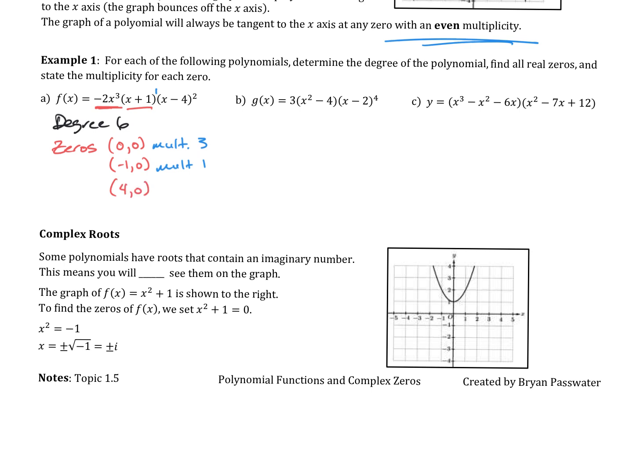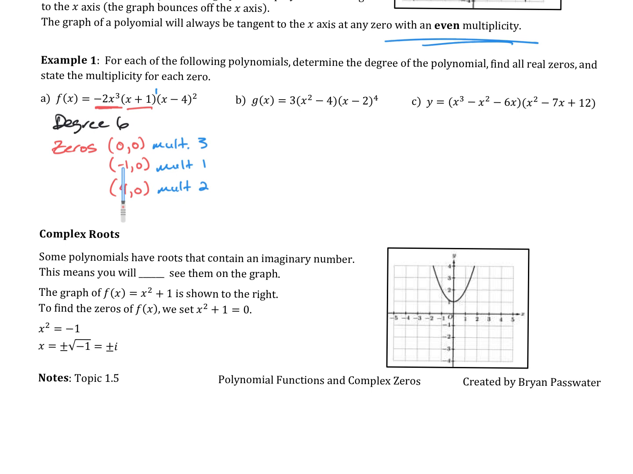4, comma 0. And what's its multiplicity? 2. Now, what's it doing at 0? Is it going through or is it bouncing? At 0. What's it doing at 0? It's going through. Why is it going through? Because it's odd.